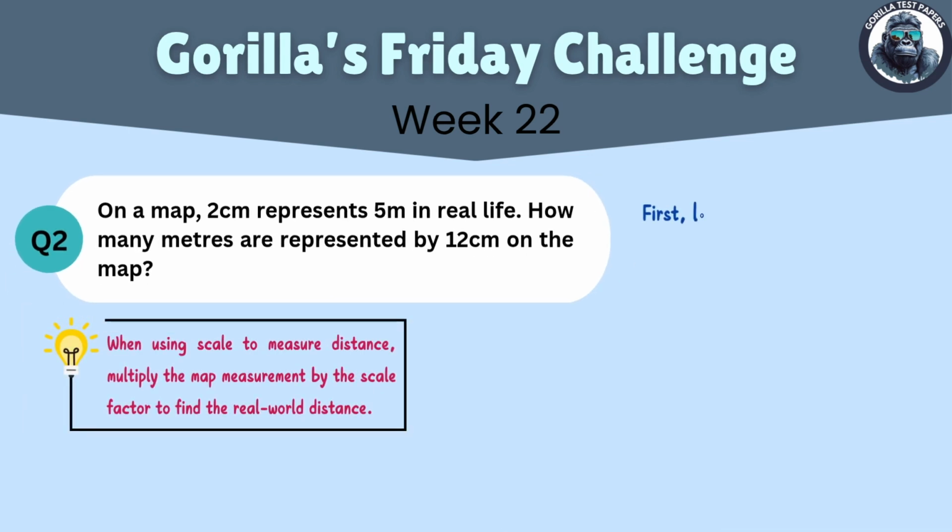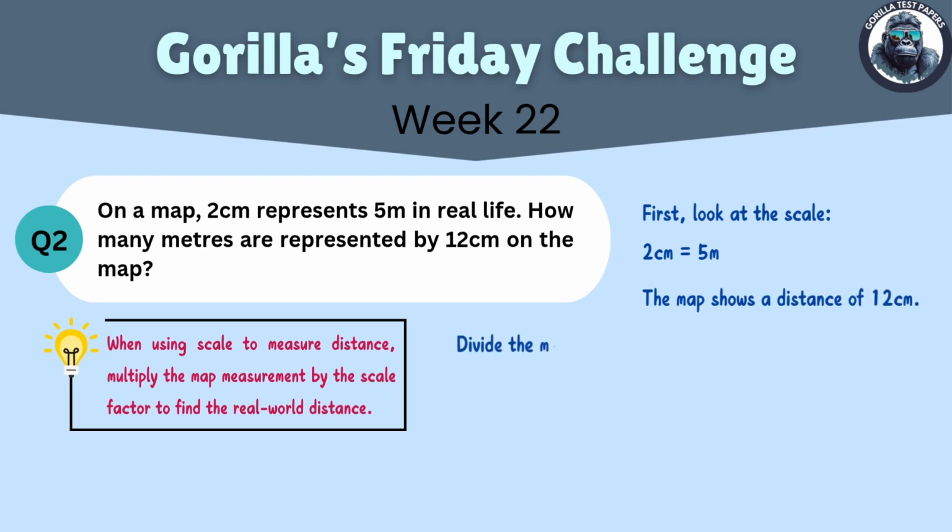So once again, we want to look at the scale, which is 2 centimeters equals 5 meters. This means that for every 2 centimeters on the map, it represents 5 meters in real life. The map shows a distance of 12 centimeters. And so to find the real distance, we first have to divide the map length by the scale length. So we do 12 divided by 2, which equals 6. This tells us how many times the scale length fits into the map length.